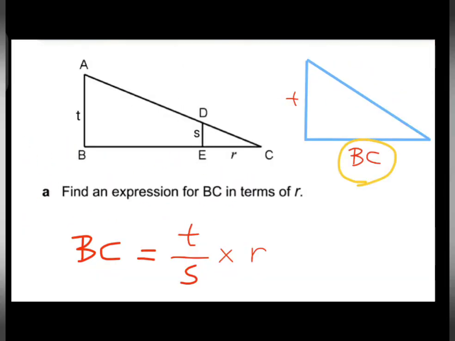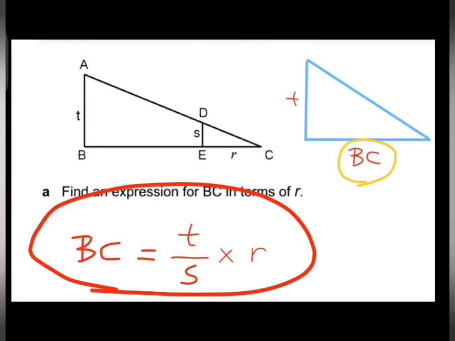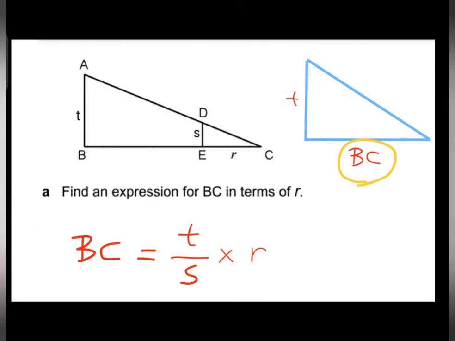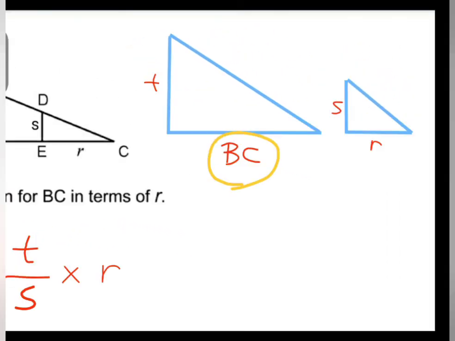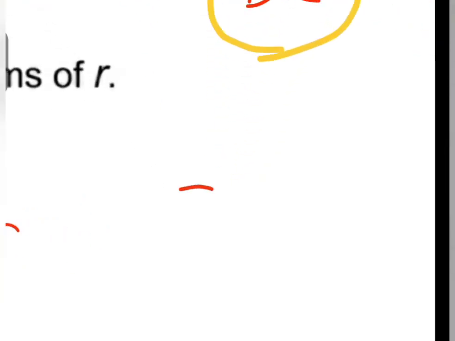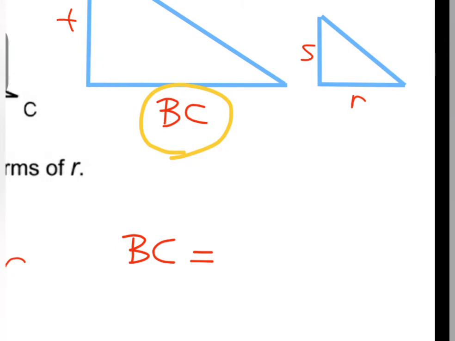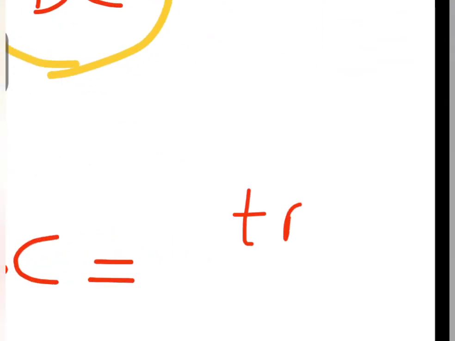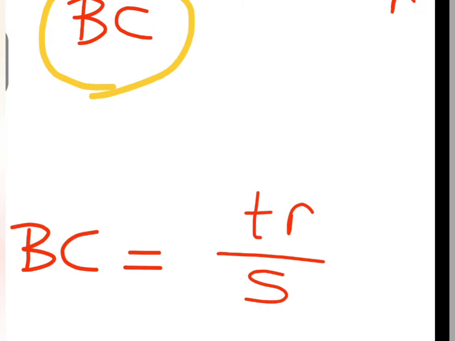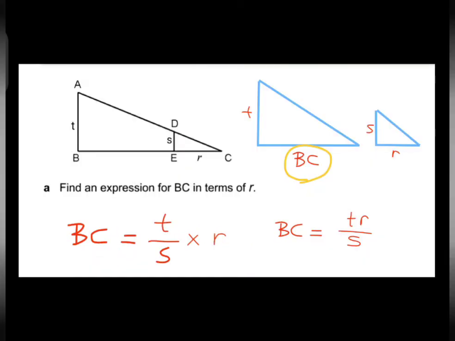Very good. Now, this is an expression for what? For the line BC in terms of R. We can write it like this, or we can take the R and put it with a T, and then divide on S, because this is multiplied. We can do this. So, it's going to be like this. BC equals TR divided S. Very good.